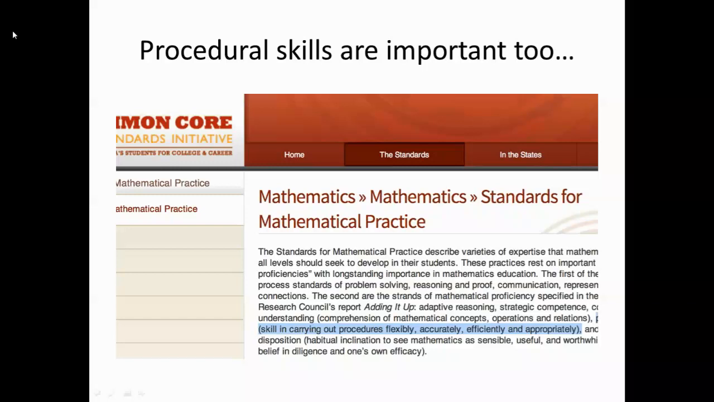So they're side by side, and they're actually even more interwoven than that, both procedural and conceptual understanding is going to be really key. So for some of us, we're moving away from purely procedural, but that doesn't mean that we're moving away from procedural. And that's really important to recognize.